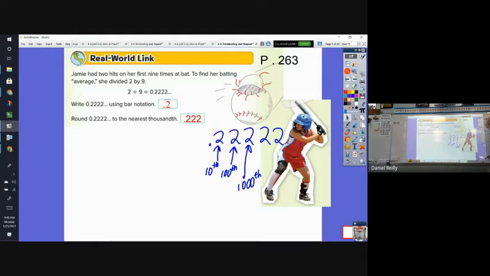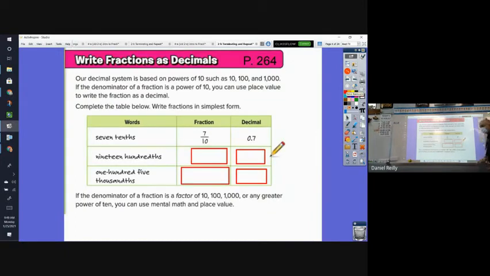So rounded to the nearest thousandth, this person's batting average is 0.222, and done, because that's 3 decimal places, right? And we don't round up because this 4th number is less than 5. Okay, so 0.222. That's a real world example of converting a fraction to a decimal.